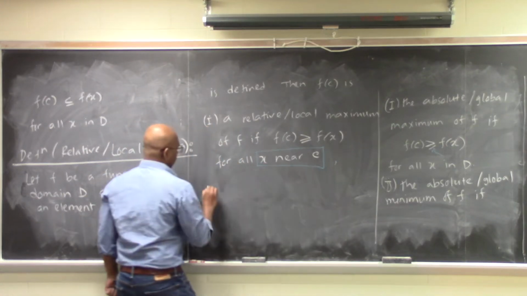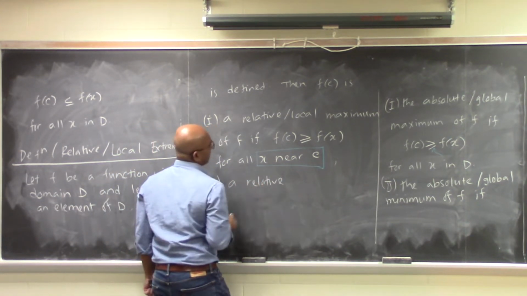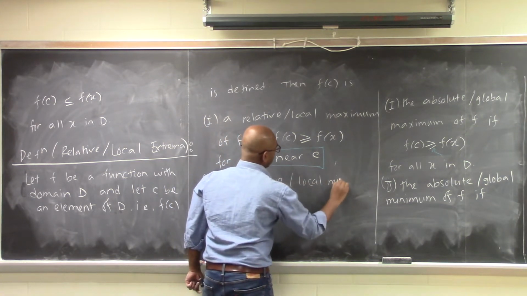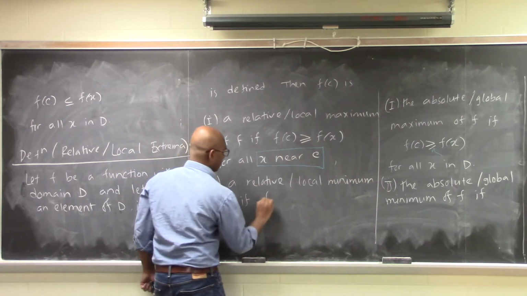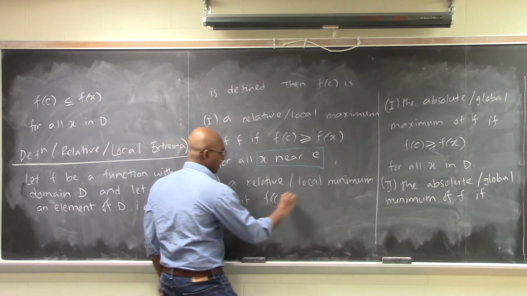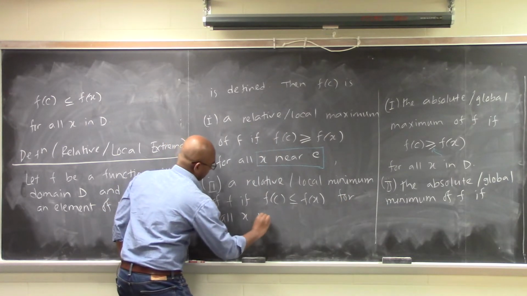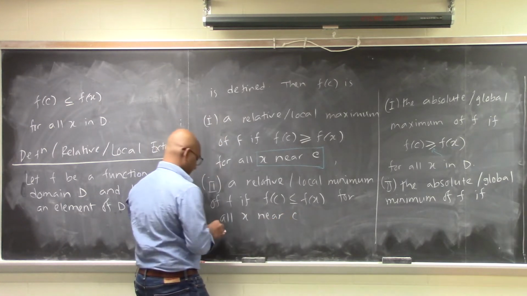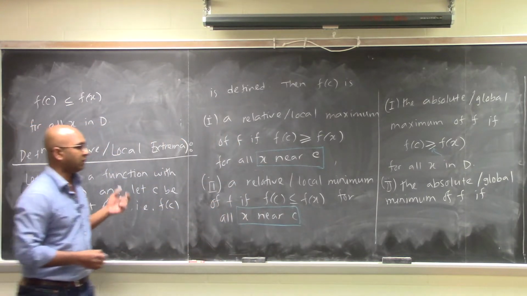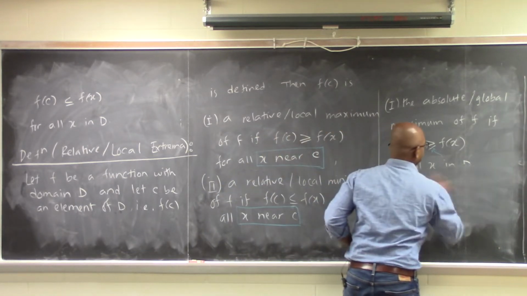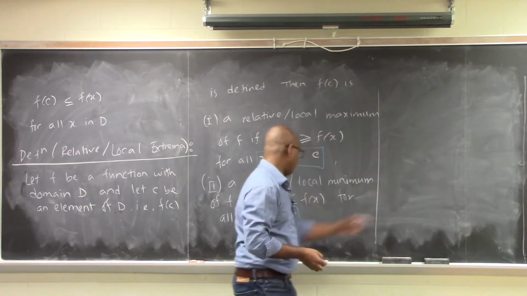Okay, and this is a relative slash local minimum of f if the opposite happens. f of c is less or equal to f of x for all x near c. Okay. Now what does near c mean? So that's when I actually need to graph the picture one more time. I'm going to graph the picture here and I will finish the sentence over there.